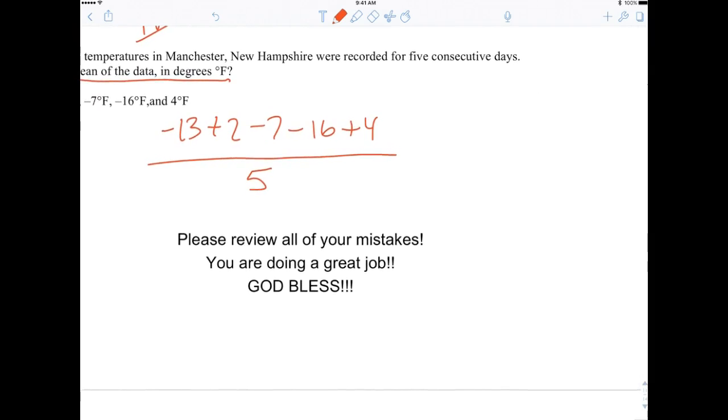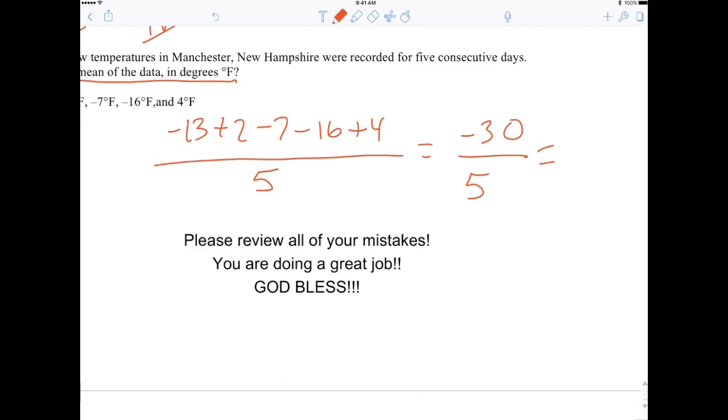All right, so now really you can see how you're doing when you're adding these numbers. I want everybody to take a second to add negative 13 plus 2 minus 7 minus 16 and plus 4. Everybody do that. What did you get? Negative 30. Yeah. Does everybody agree negative 30? All right, it should be negative 30. And then once you do negative 30, you divide that by 5. Negative 6. And that answer is negative 6. All right. Is everybody good with that?